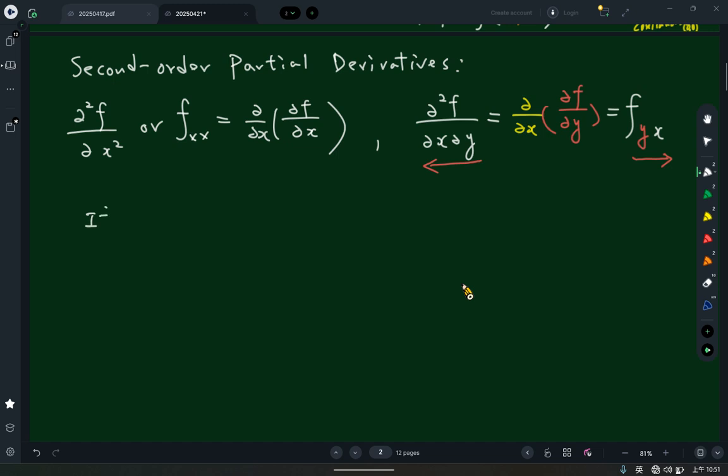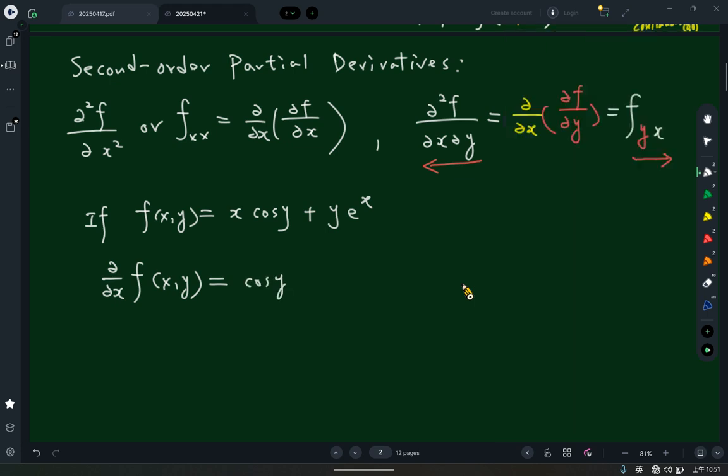So if f(x,y) is equal to x cosine y plus y e to the power x, when you calculate the partial derivative, this is easy, right? We need to treat y as constant. So when we try to get partial f, partial x, we get cosine y plus y times e to the power of x.